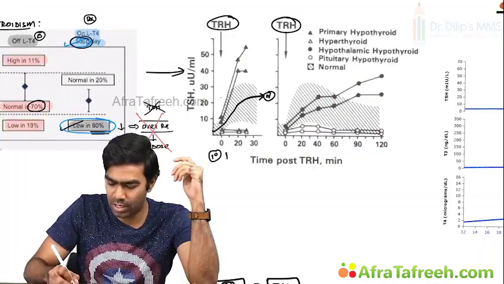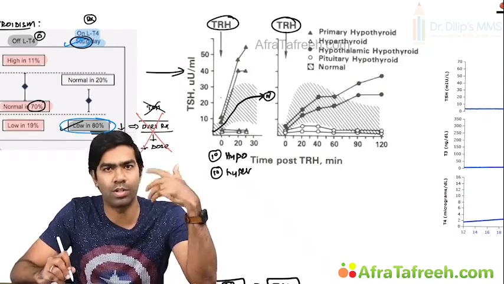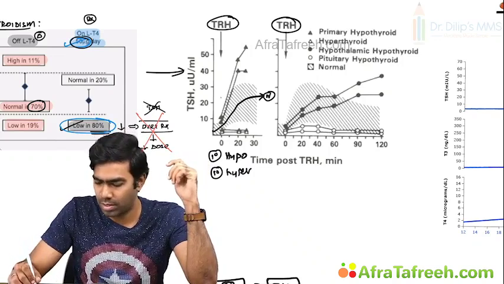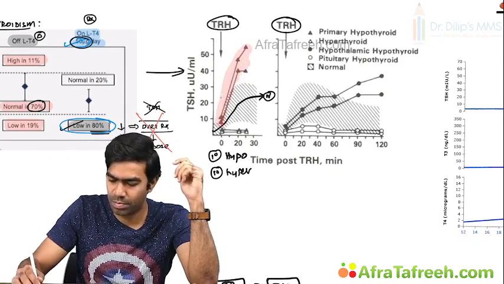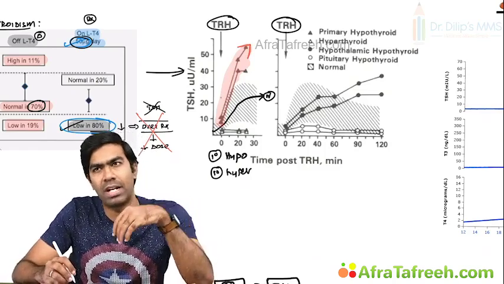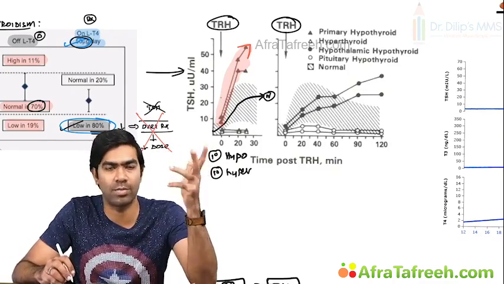Let us see. So this shaded area here tells you the normal range. So I can draw an approximate line. So this is the normal for your reference. In the first graph, we are only seeing two diseases, primary hypothyroidism and primary hyperthyroidism, and how they are going to behave. A primary hypothyroidism is going to behave something like this, which means there will be a drastic increase in the TSH in response to the TRH stimulation.